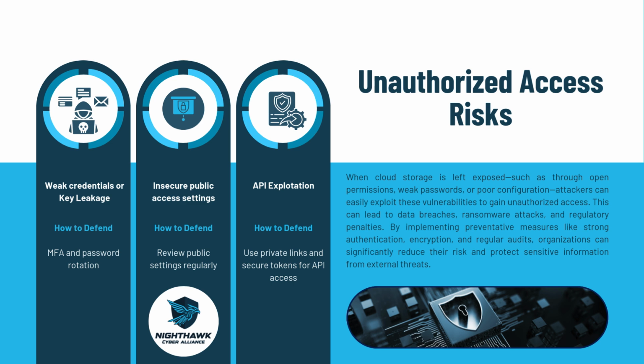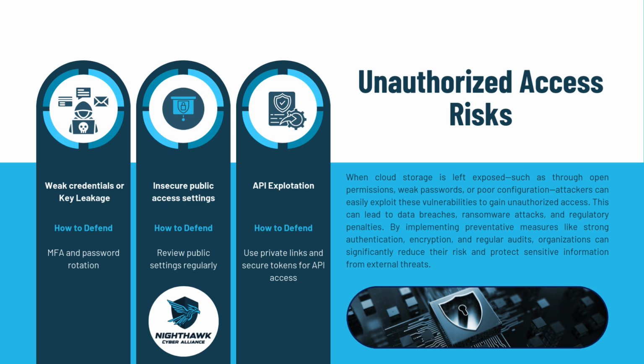Unauthorized access occurs when someone gains entry to cloud storage without proper permissions, and this can happen through various means: weak passwords, open access settings, leaked keys, or poorly secured APIs. For example, a cloud storage bucket set to public might expose sensitive documents to anyone with a link, and attackers can use automated tools to scan for such vulnerabilities. Similarly, if an API allows unauthenticated access to upload or delete data, it becomes a golden opportunity for exploitation.